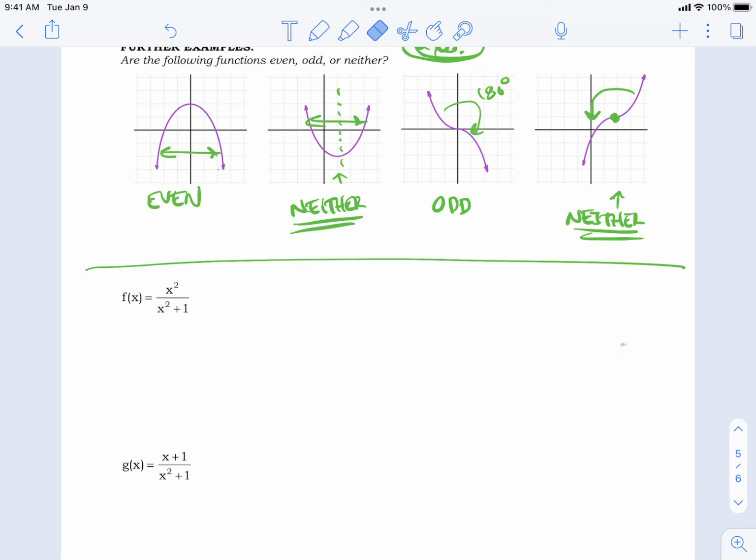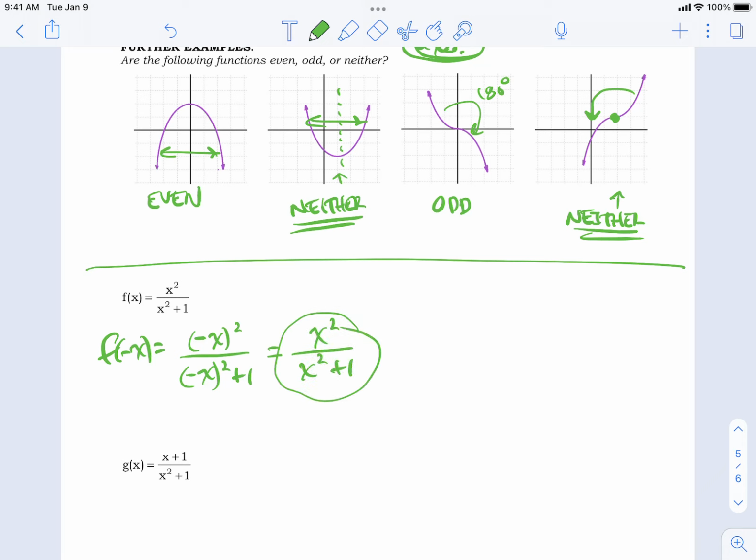So either way, I'm starting by finding f of negative x. Up top, I've got a negative x being squared. Down the bottom, I've got a negative x being squared plus 1. Well, if you take a negative and square it, it goes positive. And if you take a negative and square it, it goes positive, plus 1. Now, if I compare this to what I started with, they're the same: even. If f of negative x is the same as what you started with, even.